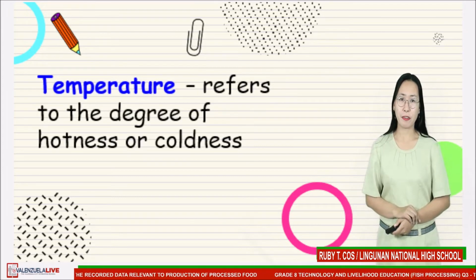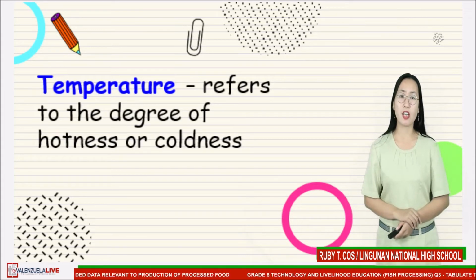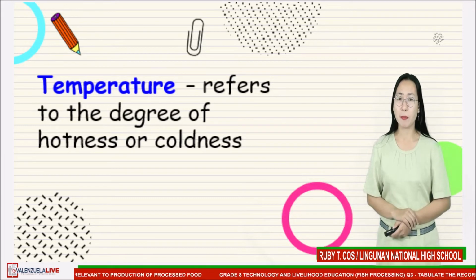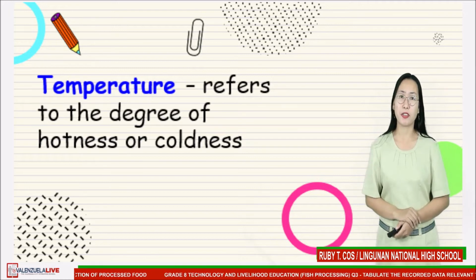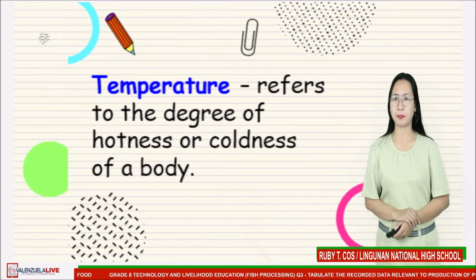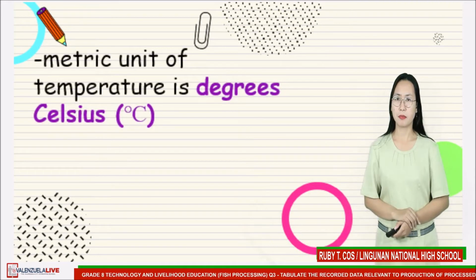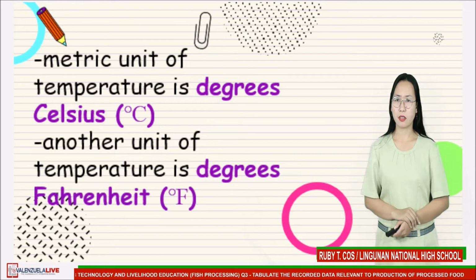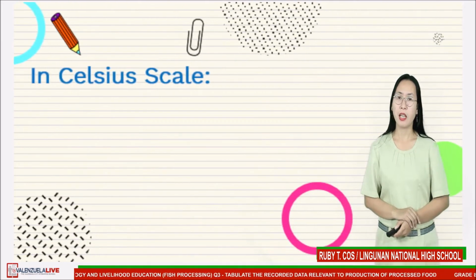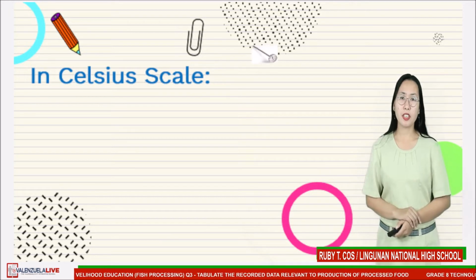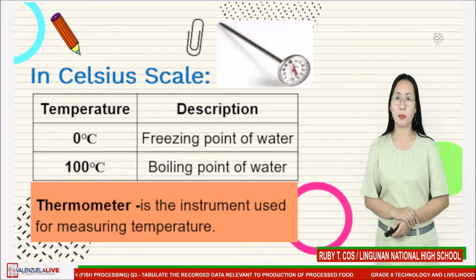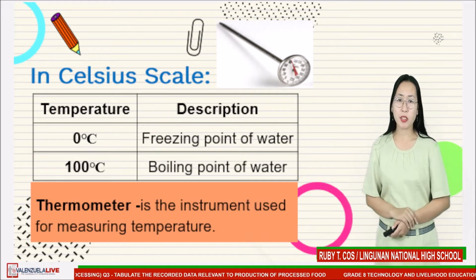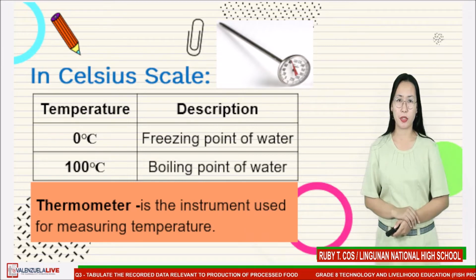Temperature refers to the degree of hotness or coldness of a body. The metric unit of temperature is degrees Celsius. Another unit of temperature is degree Fahrenheit. Oven. In Celsius scale, 0 degree is the freezing point of water, while 100 degree is the boiling point of water. Thermometer is the instrument used for measuring temperature.